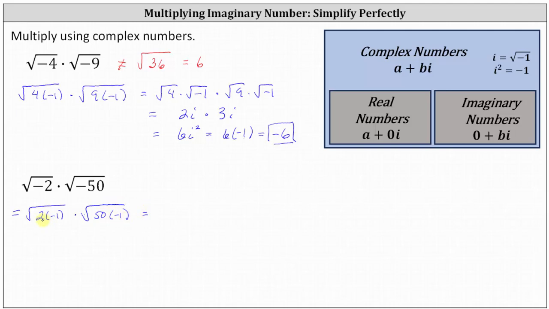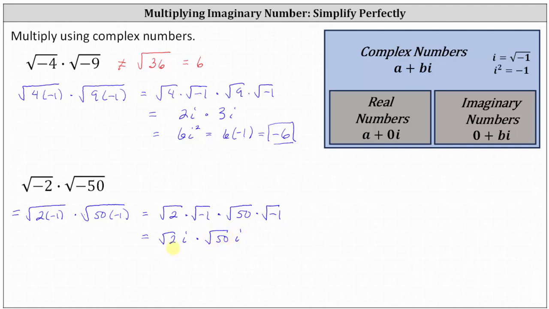Let's write the square root of the product of 2 and -1 as the square root of 2 times the square root of -1, and let's write the square root of the product of 50 and -1 as the square root of 50, which I know does simplify, but we'll deal with that later, times the square root of -1. So let's write this in terms of i. We have square root 2 i times square root 50 i.